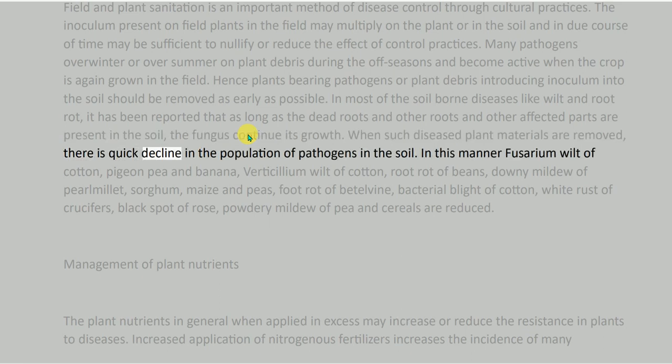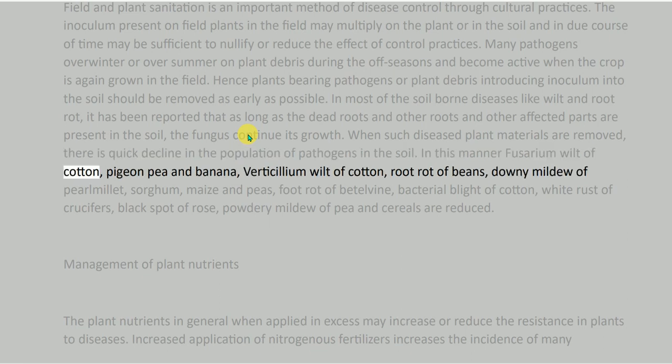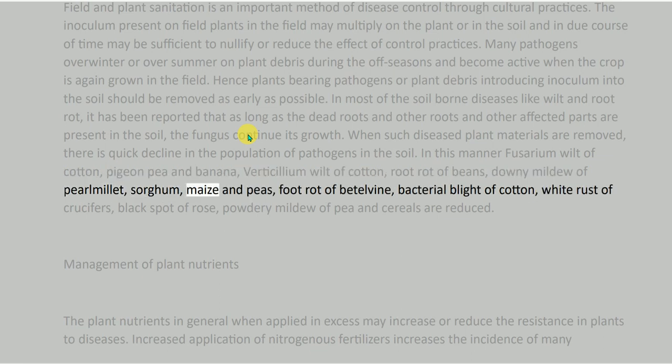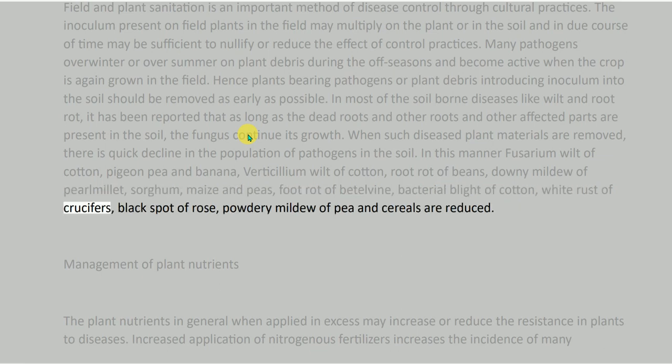In this manner, fusarium wilt of cotton, pigeon pea and banana, verticillium wilt of cotton, root rot of beans, downy mildew of pearl millet, sorghum, maize and peas, foot rot of betel vine, bacterial blight of cotton, white rust of crucifers, black spot of rose, powdery mildew of pea and cereals are reduced.